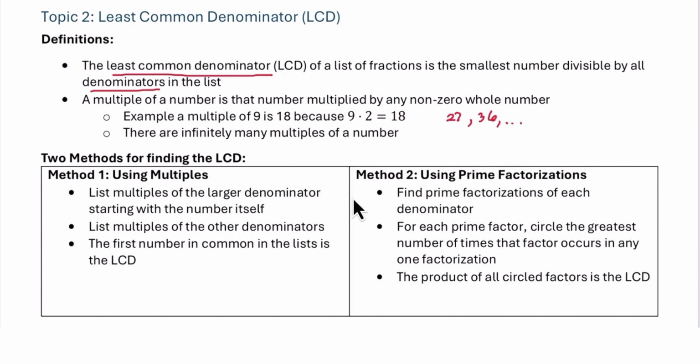Method number 2 uses prime factorizations. We find the prime factorizations of each denominator, and then for each prime factor, circle the greatest number of times that factor occurs in any one factorization. The product of all circled factors is the LCD.